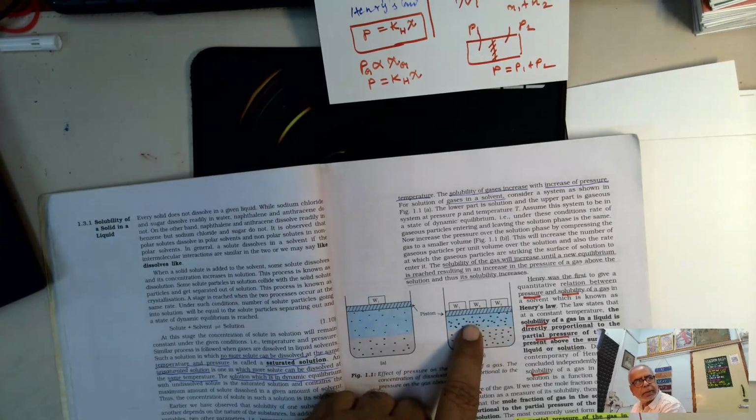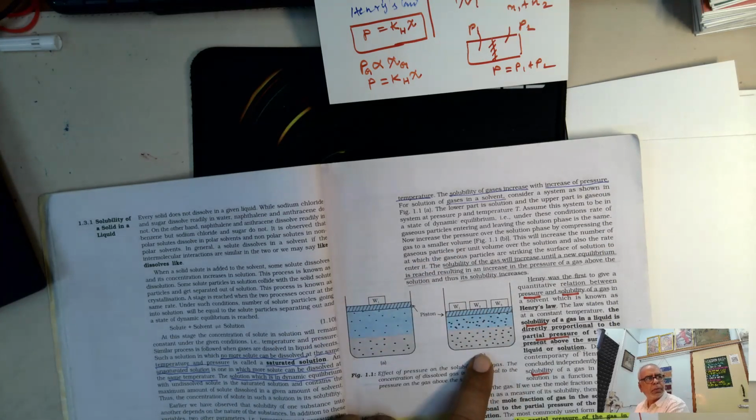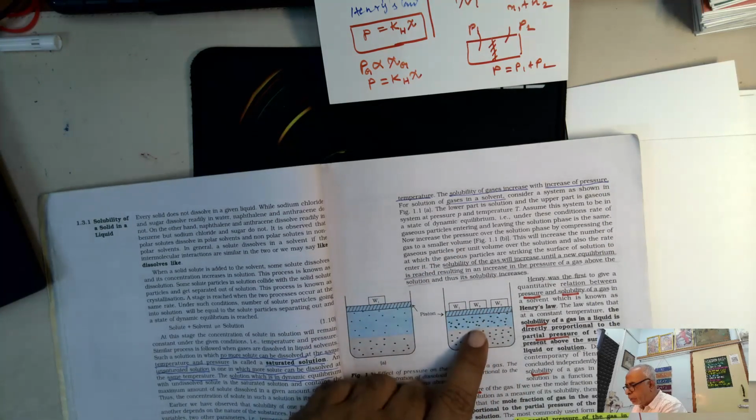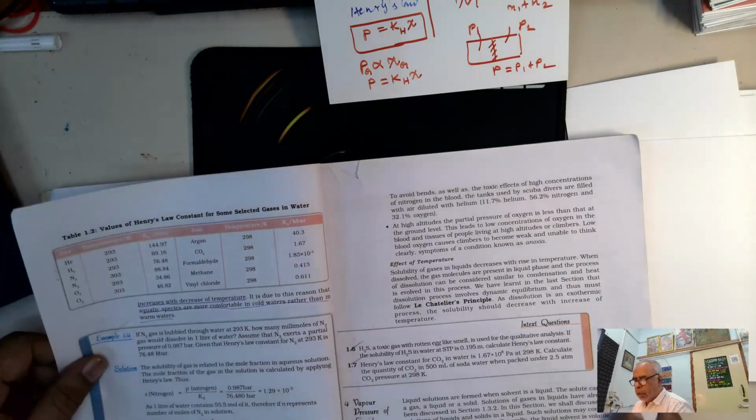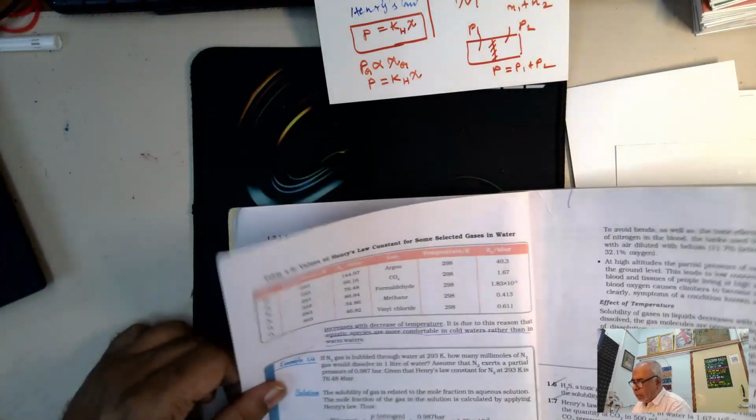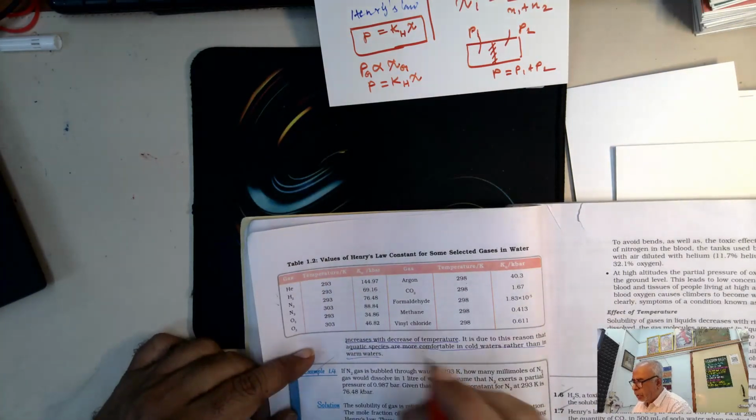So when you increase the pressure, more of the gas particles are dissolved in the solution. Are you able to follow? Because of this pressure there is an increase in solubility. So this is directly established with this simple experiment. Right? And you can find the Henry's constant here.